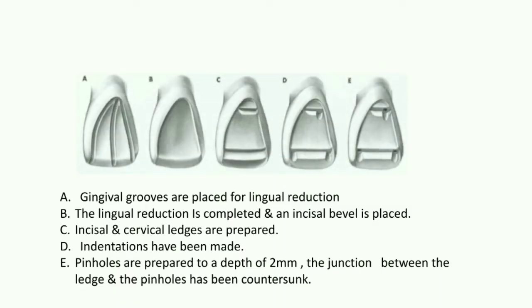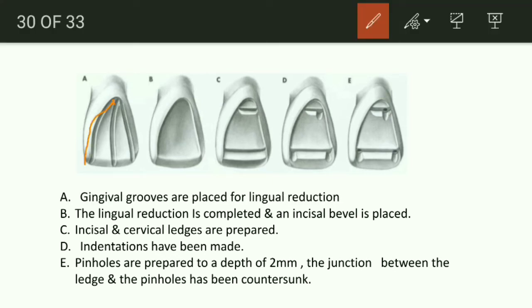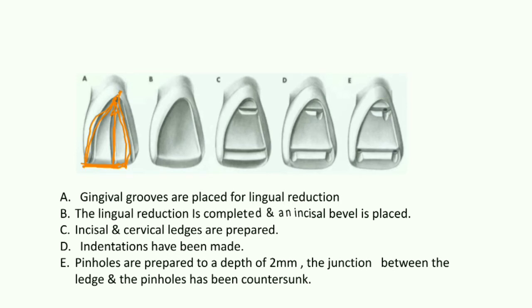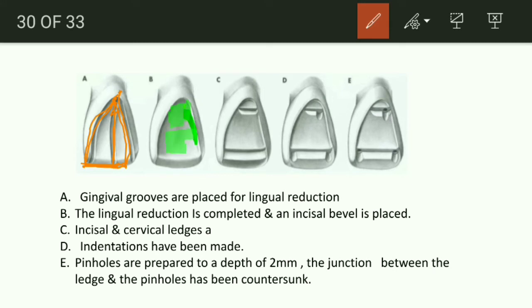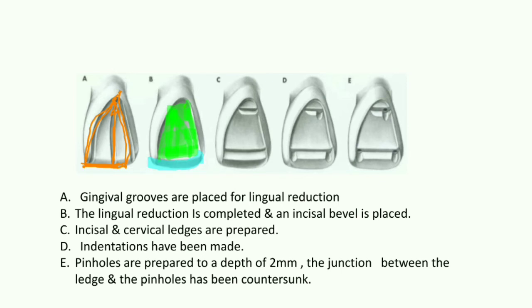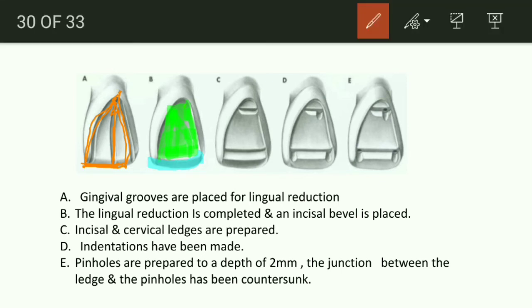See the tooth preparation of this Pinledge retainer. First, gingival grooves are placed for lingual reduction. Here we make gingival grooves. These are mainly the guides for lingual reduction of the teeth. Second, the lingual reduction is completed and an incisal bevel is placed. We have done the lingual reduction and we give the incisal bevel. Now the third one is incisal and cervical ledges are prepared. Now we have also prepared incisal and cervical ledges.